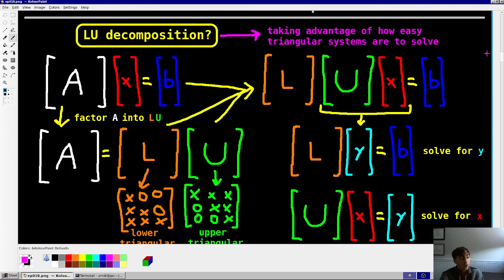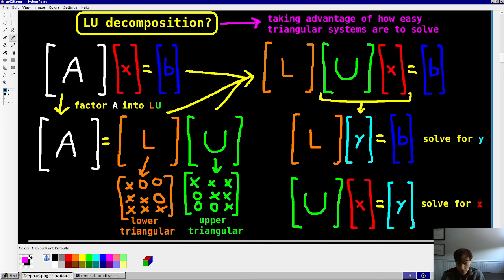That's where LU decomposition comes in. What this is ultimately doing is taking advantage of a particularly easy type of system to solve, and that is a triangular system. So what does that mean? It means a system that has zeros above or below the main diagonal. And why is that so nice? Because you can solve all the equations just with substitution, because you already have one of the unknowns, and you can just take that value and plug it into all the other equations and solve for the other unknowns. So there's very little thinking required once you have a triangular system.